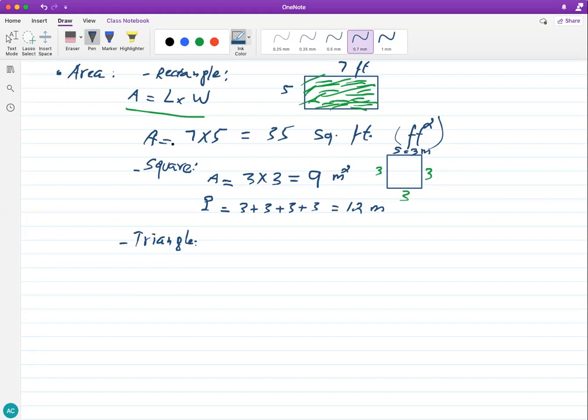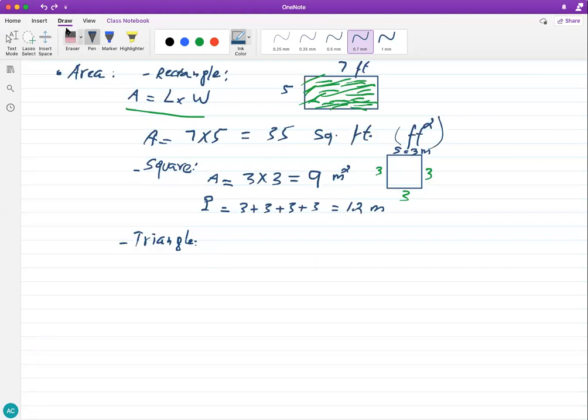A square is just 3 times 3. In a square, all the sides are equal. This one is 3, 3, 3, and 3. There is no 5 here, there's just 3s. 3 times 3 is 9. Here I have 3 plus 3 plus 3 plus 3, and all of them together we get 12 meters.